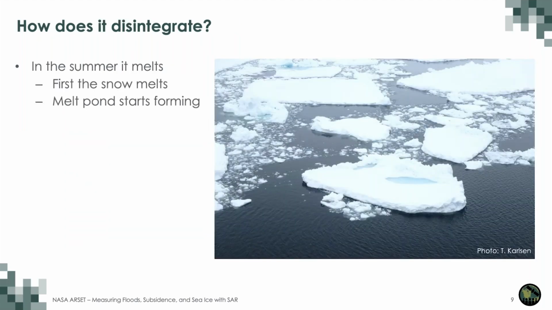So now you know how the ice forms and where it's located, but it doesn't exist all the time in all areas. And that is because in the summer, it starts melting and starts disintegrating.